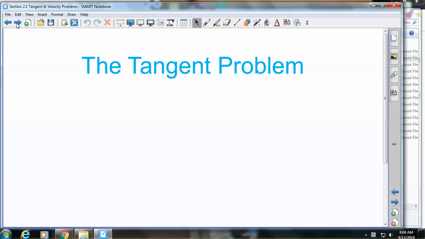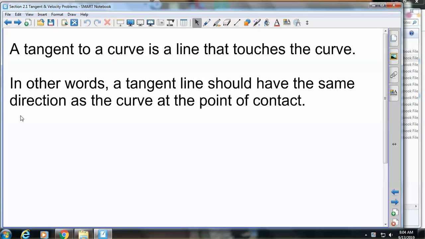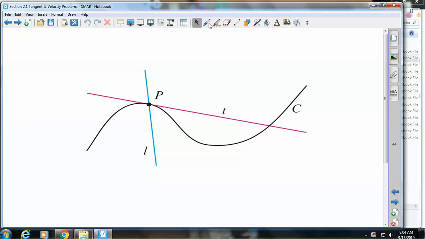Okay. So we're starting out with talking about what it means to be tangent to a curve. If a line is tangent to a curve, that means it's just touching that curve. Okay, it should have the same general direction as our curve. So I put a picture on your slide. At this point right here, this pink line is tangent to the curve at point P.